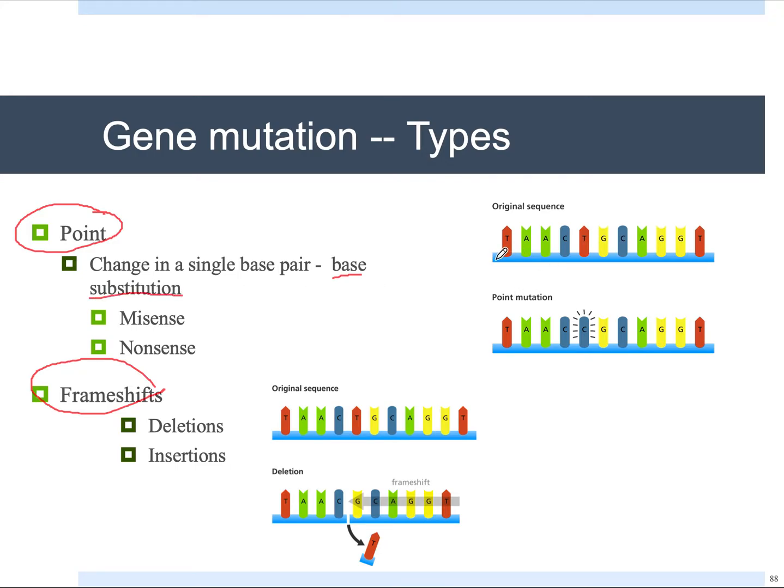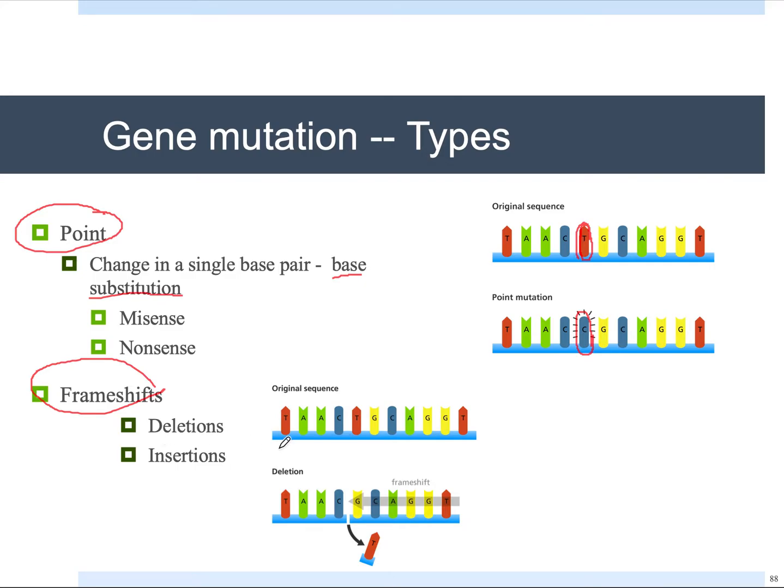For instance, if you have a DNA sequence like this, the original sequence, and then there is a mutation, and so instead of thymine here, thymine is substituted by cytosine. This is an example of a point mutation. It could lead to a missense or a nonsense, and we'll talk about that more in the next few slides.